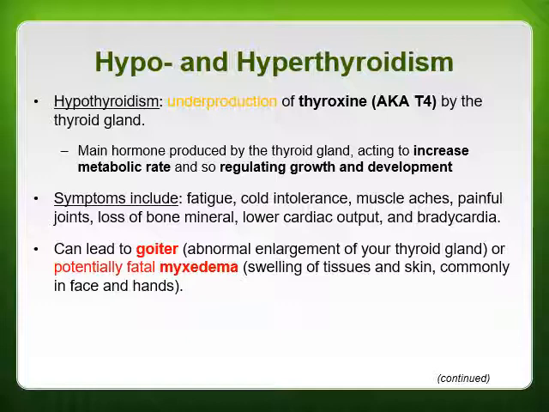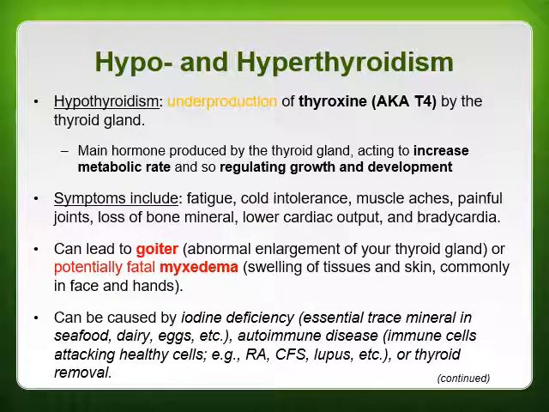So hypothyroidism, no joke, and not something good to be talking about, but important for us nonetheless to know what it is. This can be caused by an iodine deficiency, iodine being a trace mineral that's found in seafood, dairy, eggs, etc. Autoimmune diseases like rheumatoid arthritis, cystic fibrosis, lupus, or thyroid removal. All of these could be potential reasons why someone might develop hypothyroidism.